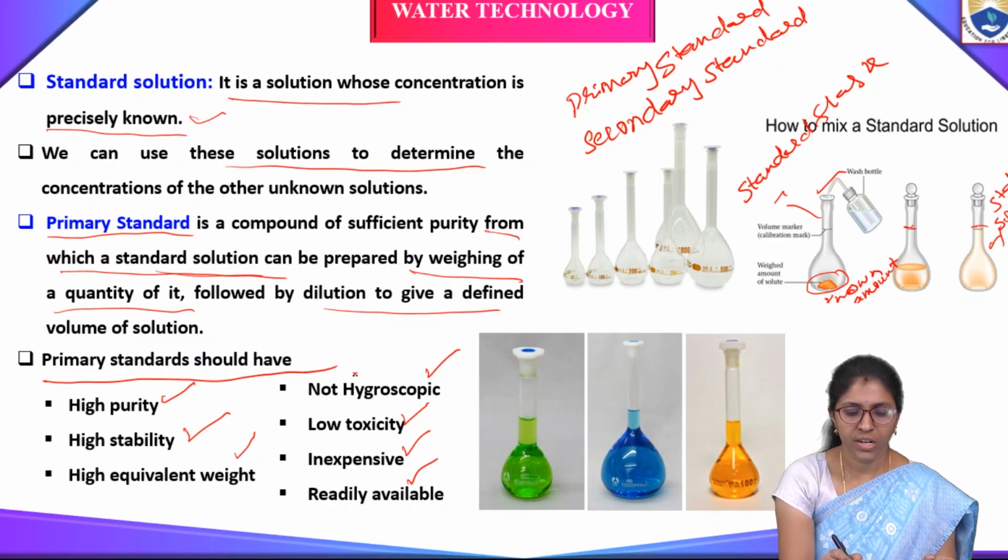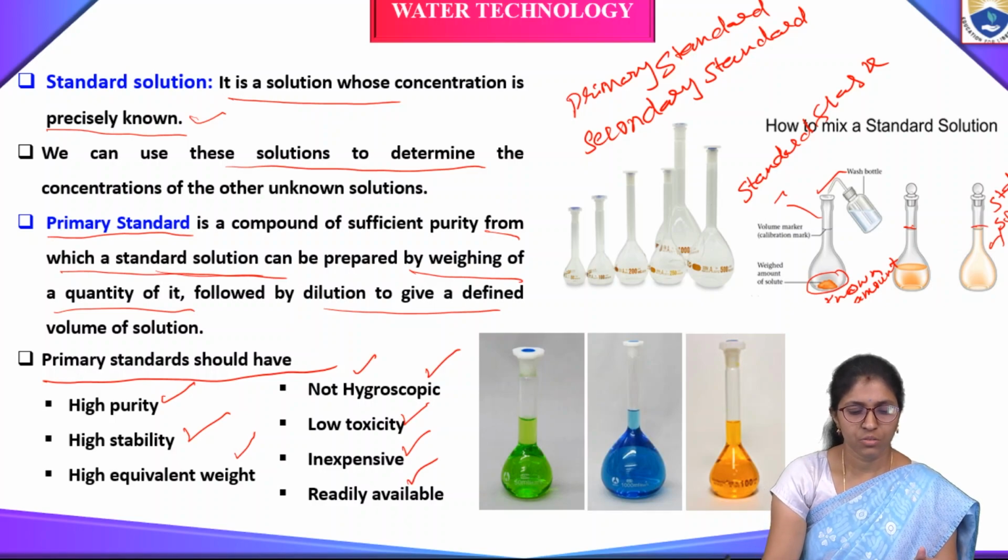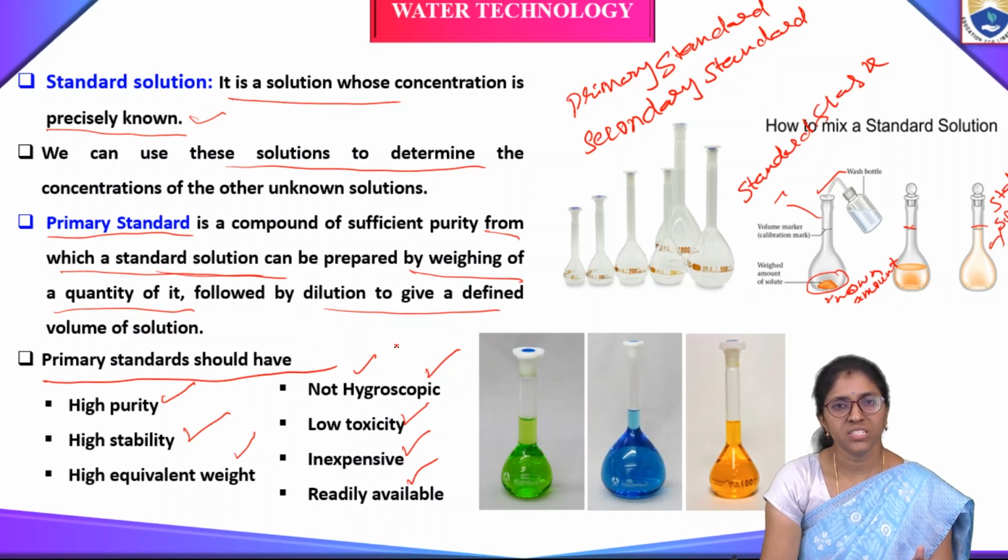Not hygroscopic means it should not absorb water. That type of substance is called a primary standard. It can be used as primary standard solutions, which are used for the determination of unknown concentrations of other solutions.